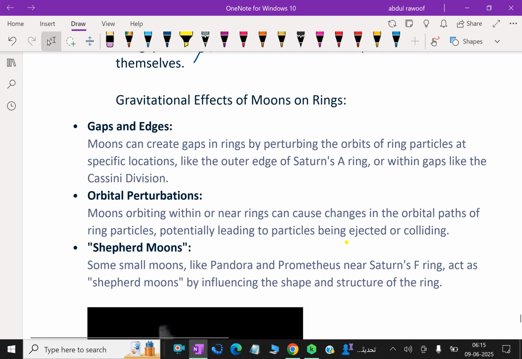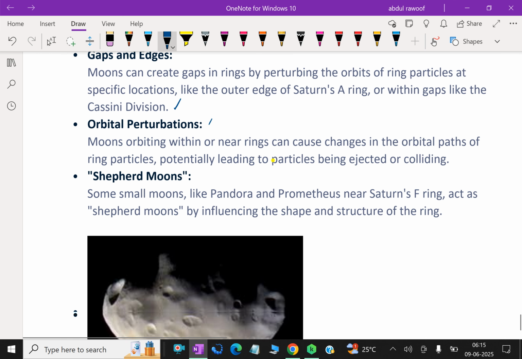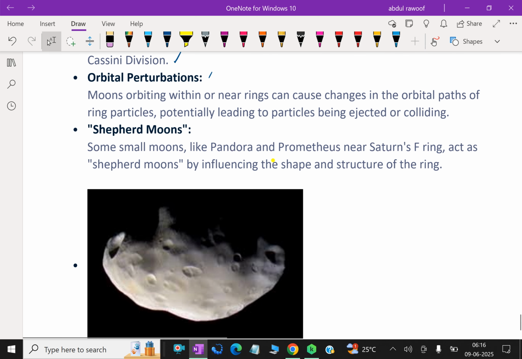Gravitational effect of moons on rings. Gaps and edges: moons can create gaps in rings by perturbing the orbits of ring particles at specific locations, like the outer edge of Saturn's A ring or within gaps like the Cassini division. Orbital perturbations: moons orbiting within or near rings can cause changes in the orbital paths of ring particles, potentially leading to particles being ejected or colliding.